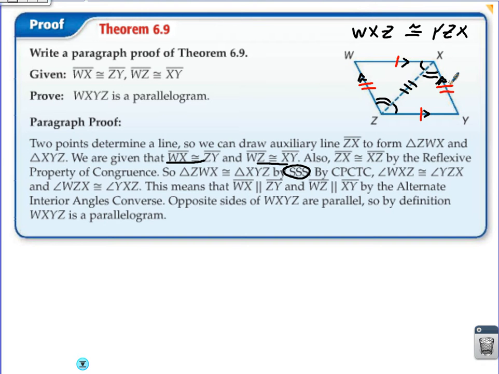So by definition of a parallelogram, is that a parallelogram? Yes. Opposite sides are parallel, so by definition, WXYZ is a parallelogram. So that's a proof. That's a paragraph proof that if opposite sides are equal, you have a parallelogram.